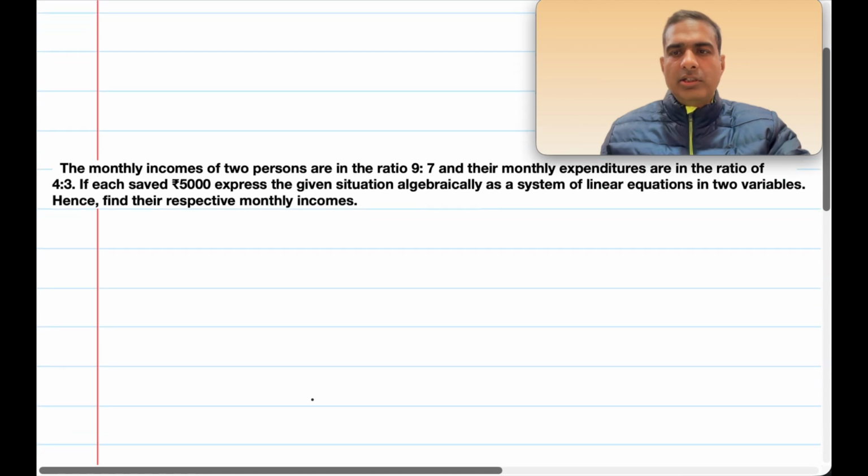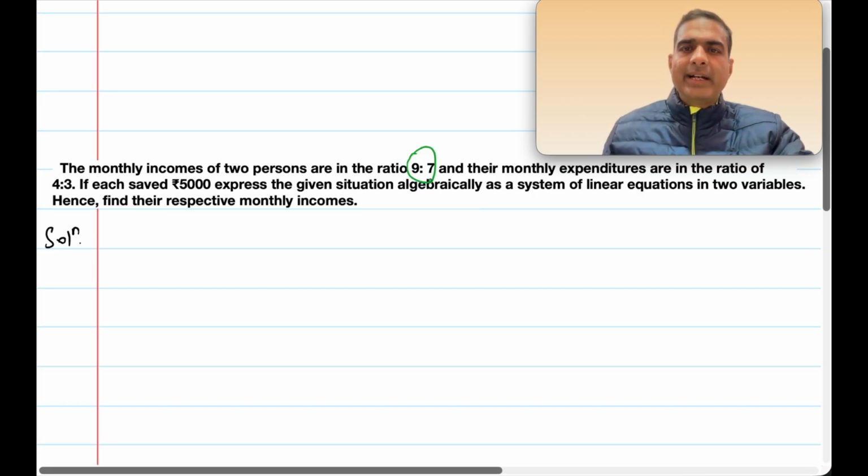So first of all, if we understand the question, the monthly expenditures of two persons are given in the ratio 9:7. So what do we understand by ratio? Ratio means if we divide them, we should get 9/7.